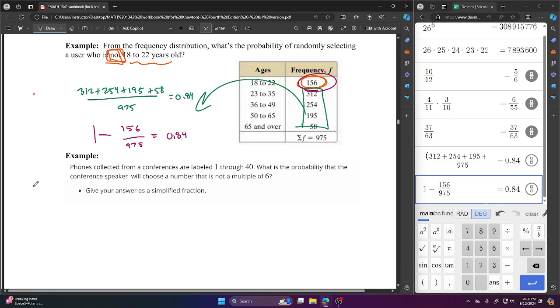Phones collected from a conference are labeled 1 through 40. What is the probability of a conference speaker who will choose not a multiple of 6? Not a multiple of 6. Can we find out what the multiples of 6 are first? Help me with the 6s. 6.